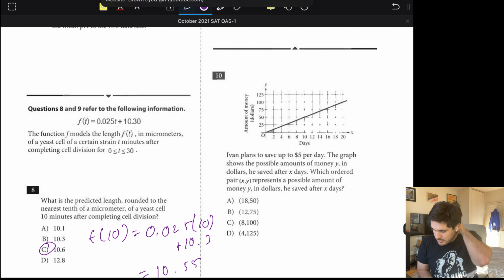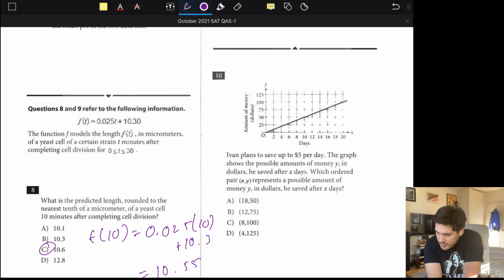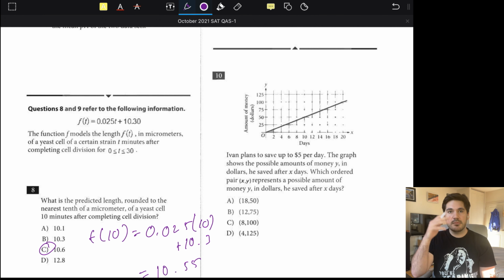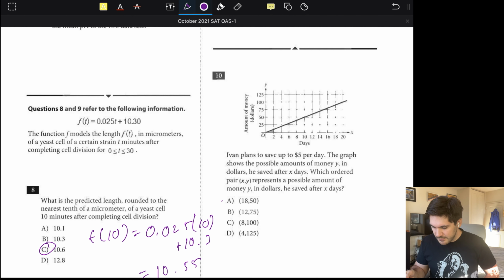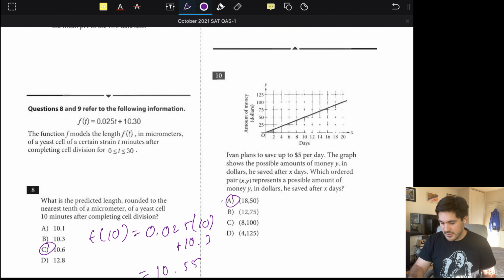Number 10. He saves $5 each day. We have a graph. Which ordered pair represents the possible amount of money he saved after x days? Well, it says he saves up to $5 each day. So basically anything below the line, as a point, would work. For example, 18, 50 is below the line, so 18, 50 could work. But everything else is going to be above the line at those points, right? Like the 12.75 is above the line. 8, 100 is above the line. 4, 125 is above the line. So the answer has to be A.